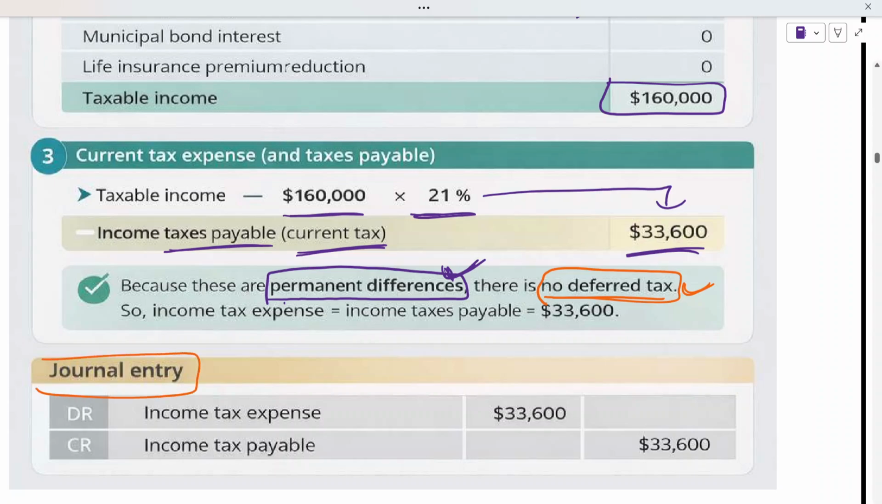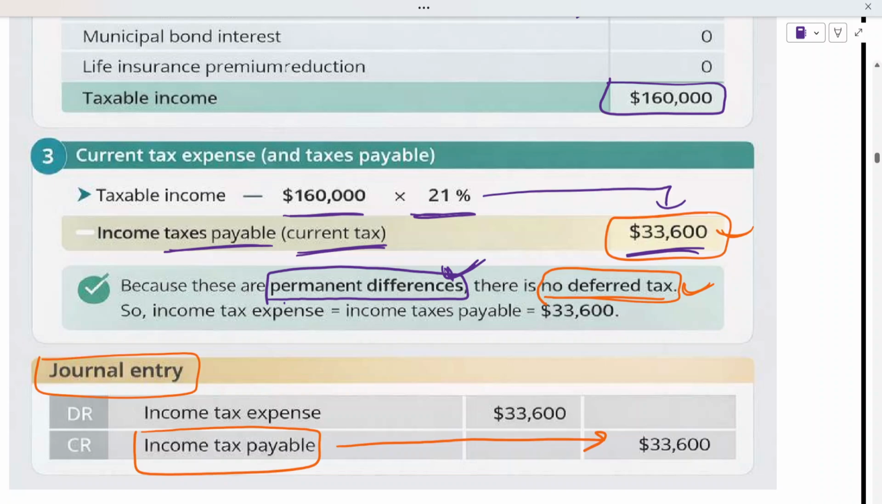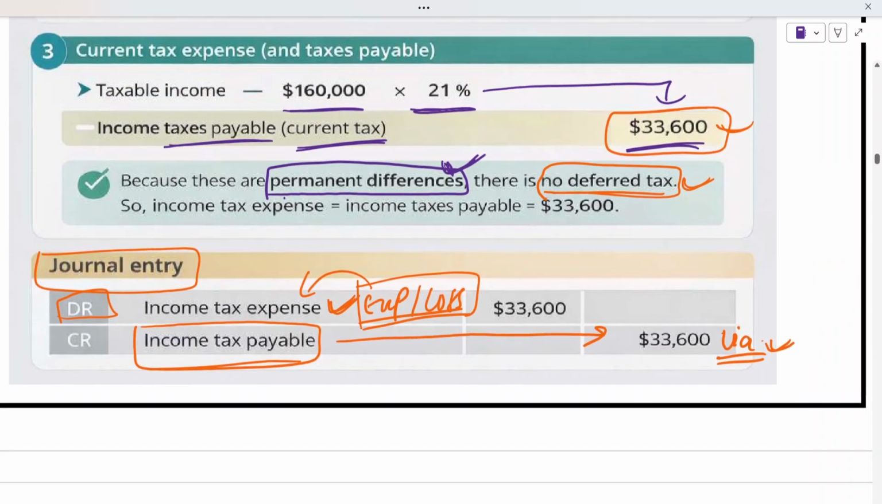Now we need to see the journal entry. So for the journal entry, you know that you will need to pay 33,600 as tax to the federal tax department. So you will be crediting that income tax payable. Why crediting? Because this is your liability and your liability is increasing to pay that. And you will be debiting your income tax expenses. Why? Because you debit all the expenses and losses and credit all the incomes and gains. So this is your expense which is shown here. So this has been debited and your income tax payable has been credited by 33,600 as well, and this will be your accounting entry.